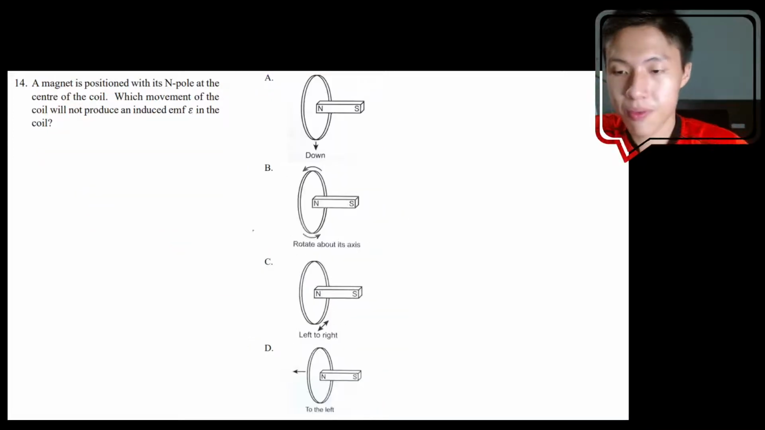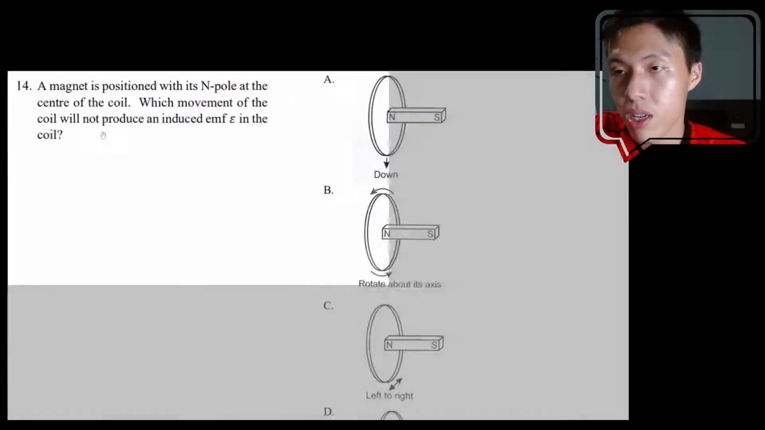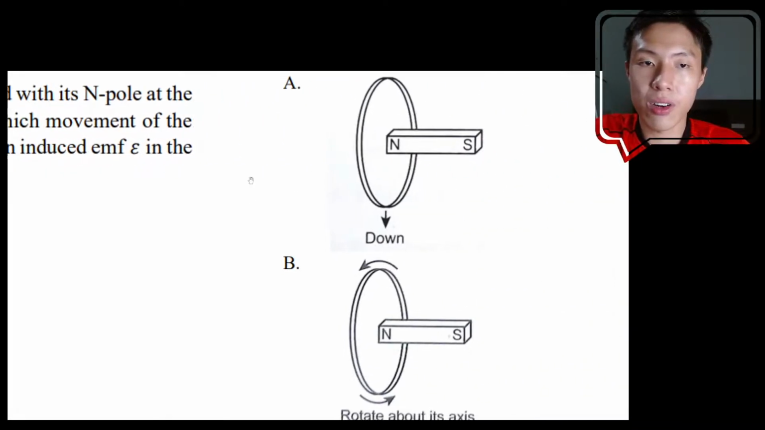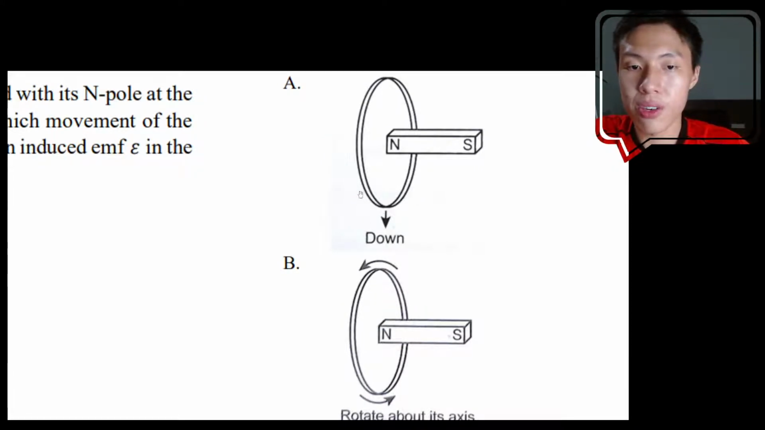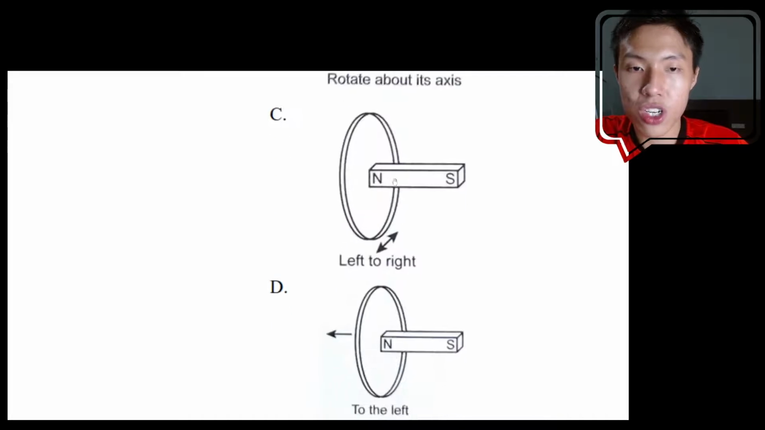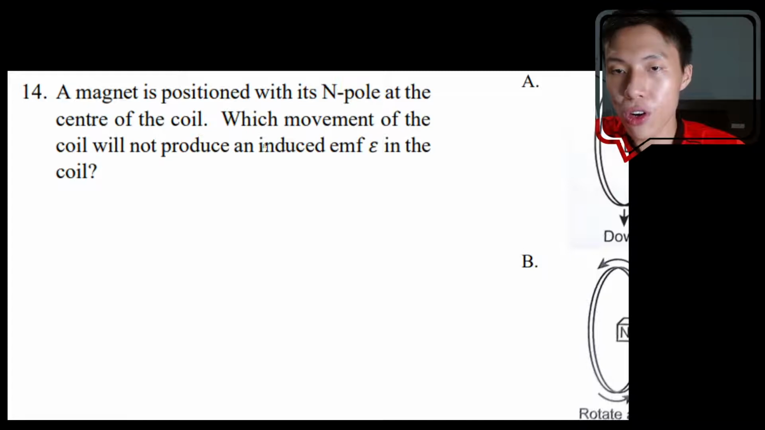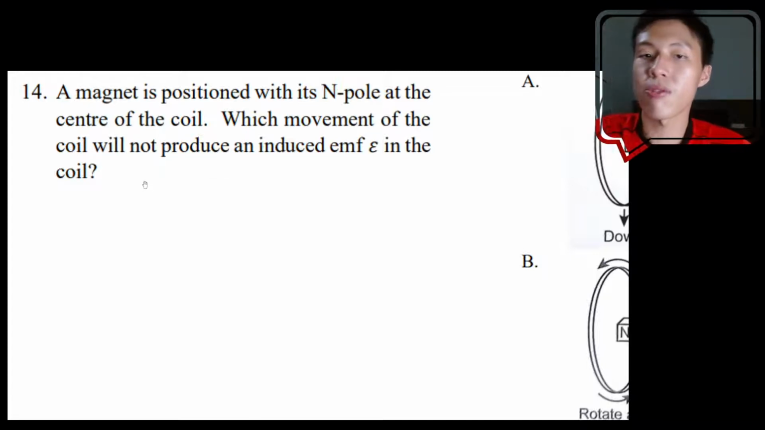Next question. A magnet is positioned with its north pole at the center of the coil. If you look at the diagram, the north pole is not at the center of this coil over here. I think all of them have the same situation. The north pole is always at the center of this coil. Which movement of the coil will not produce an induced EMF in the coil?